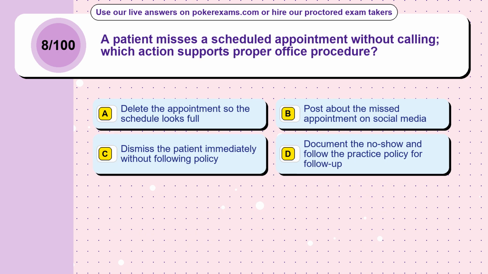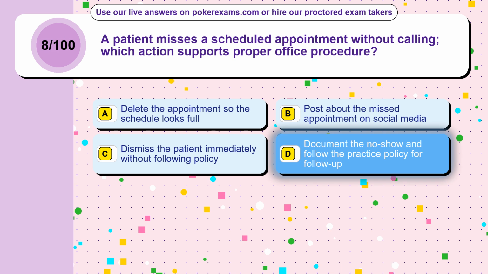Question 8. A patient misses a scheduled appointment without calling. Which action supports proper office procedure? Option A. Delete the appointment so the schedule looks full. Option B. Post about the missed appointment on social media. Option C. Dismiss the patient immediately without following policy. Option D. Document the no-show and follow the practice policy for follow-up.